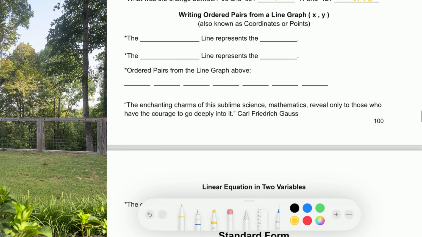Now let's look at writing ordered pairs from a line graph, also known as coordinates or points. So you can interchange ordered pairs, coordinates, and points. Those terms mean the same thing. So for the first blank, we're going to have horizontal. The horizontal line represents the x-axis. The vertical line represents the y-axis.